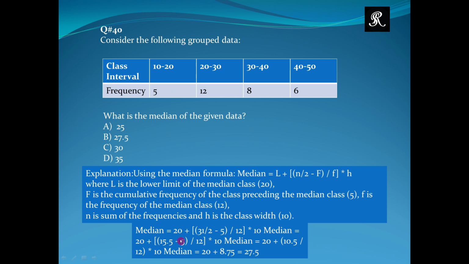Median is equal to, now here you can substitute the value of the lower class boundary for the median class. So here we have the median class. So we'll write here the lower limit L, that is 20, then plus n. n is the total number of frequencies. So you can sum up all these frequencies, you will get here 31 upon 2 in the formula, and then minus F, where F is the cumulative frequency of the class preceding the median class. So that would be 5, and then times h. h is the width of each class, that is 10. Now median is equal to 27.5. So the right option is option B.